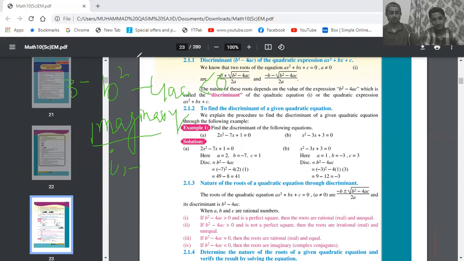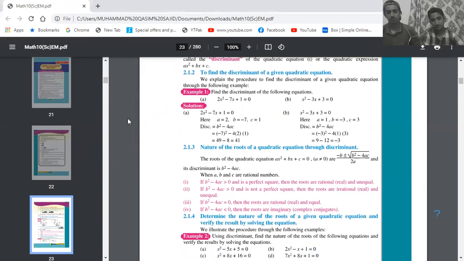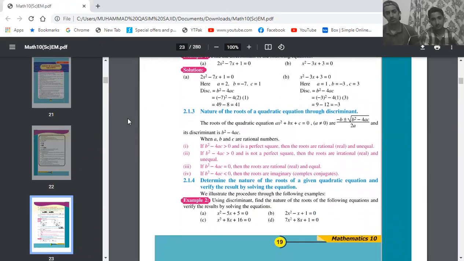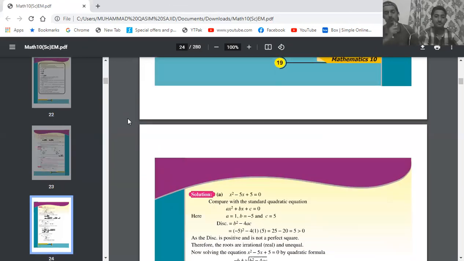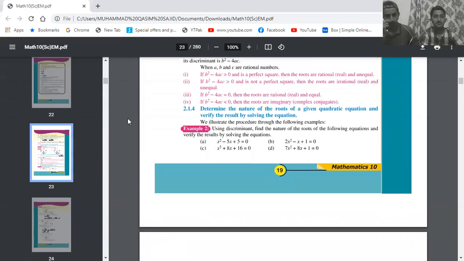Just after this, we have to find the nature of the roots for a given problem. For example, the problem given is x square minus 5x plus 5. We have to find the nature. So we must first find the discriminant. x square minus 5x plus 5 equals 0.